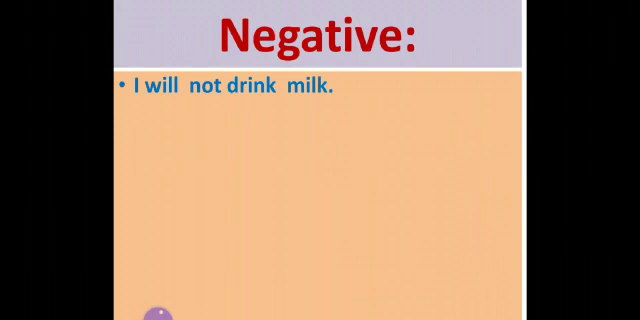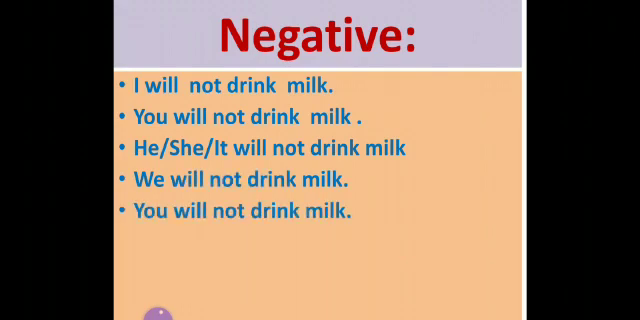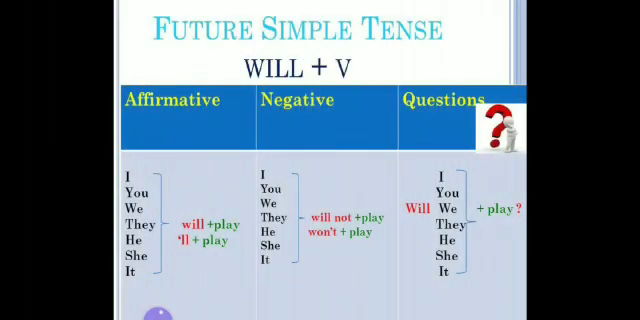For every negative sentence, you can add not. I will not. You will not. He, she, it will not. We will not. You will not. They will not drink milk. Here are the rules given for affirmative, negative, and interrogative. Okay, you can write these rules into your grammar book.